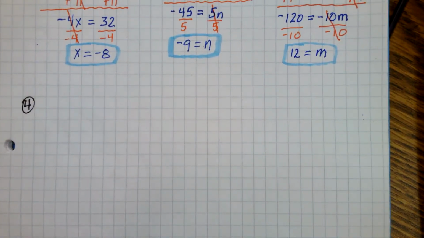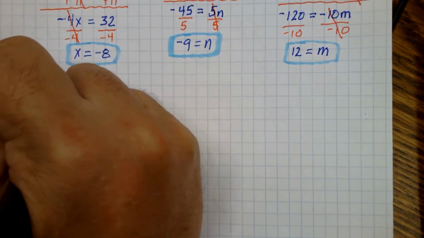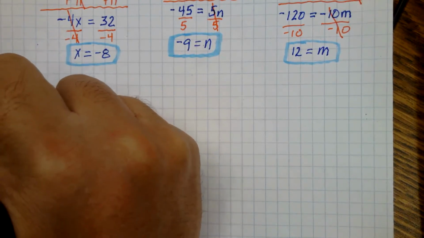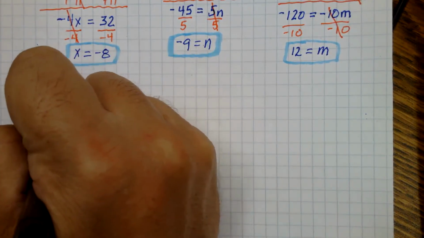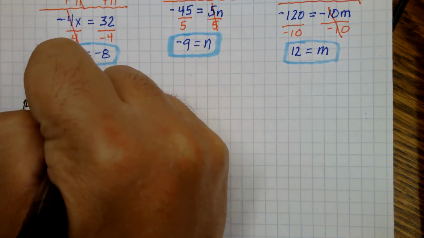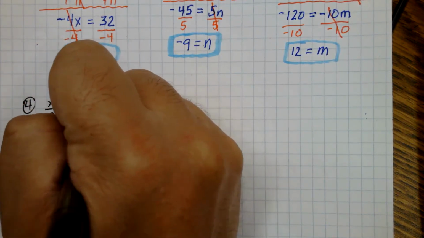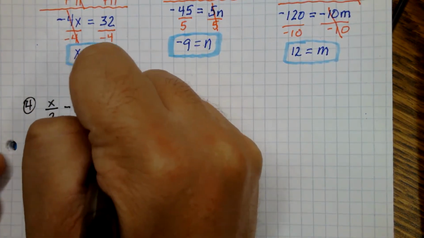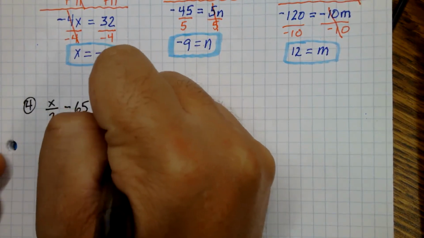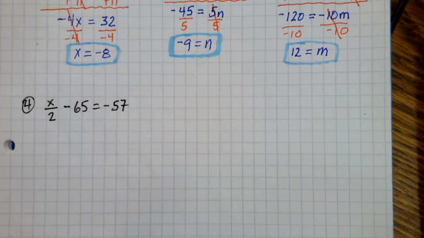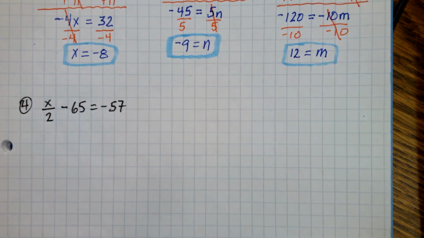All right. And so let's start with a simple one. X over 2, or x divided by 2, minus 65 equals negative 57. Okay? Write that down. Yes. We're almost there. Let's finish this up, okay? You guys need to take care of these things during break now.